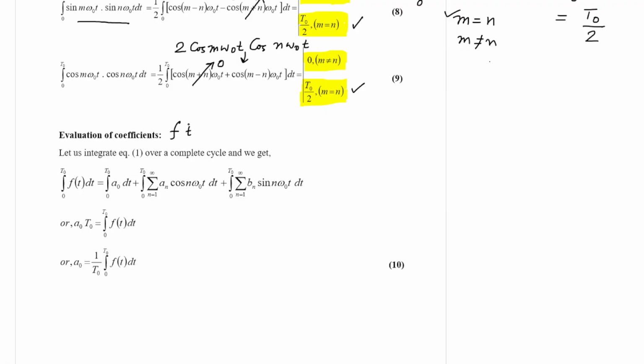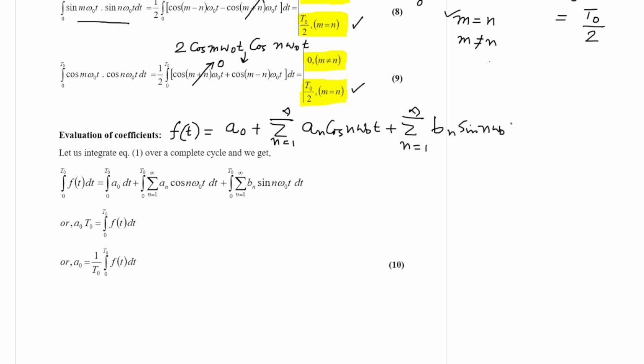f(t) is equal to A0 plus summation n equal to 1 to infinity of an cos n omega naught t plus summation n equal to 1 to infinity of bn sin n omega naught t. So this is the fundamental equation of the Fourier series expansion. Now let us integrate this equation over a complete cycle.